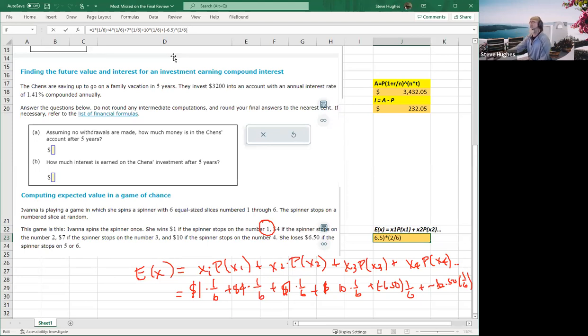So the expected value is 1.50. That is really good, everybody. That says every time you play the game, you expect to win $1.50. So is that a good game of chance? Absolutely, if you're playing the game. If you're the owner of the game, you don't want that game to go on very long. You'd be broke.